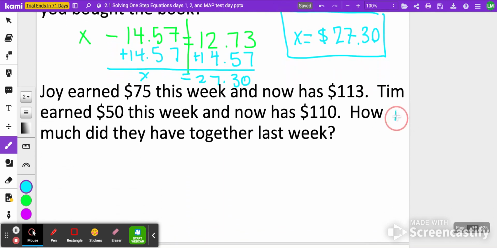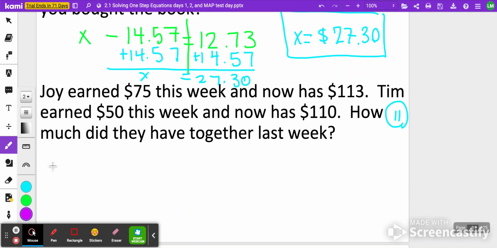If you haven't had time to try this next one under here, go ahead and try it. If you need to, pause the video, and when you're ready to check, click play. For this one, it says Joy earned $75 this week and now has $113. Tim earned $50 this week and now has $110. So how much did they have together last week?